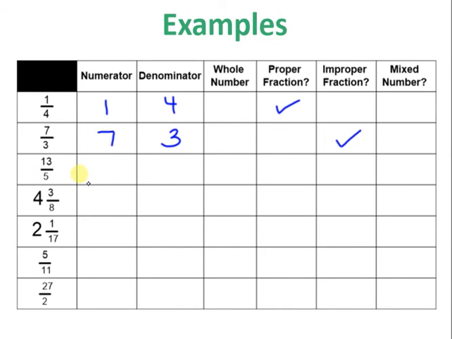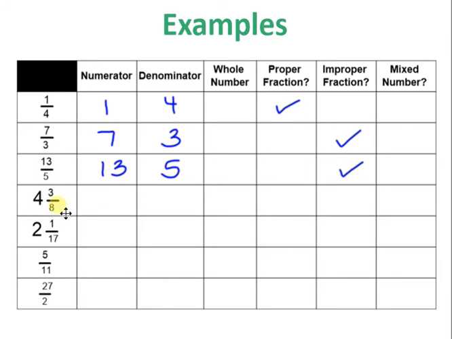Okay, I have 13 over 5. So 13 is my numerator, it's the top. 5 is the denominator, it's the bottom, and I don't have a whole number with it. And it is also an improper fraction because the numerator is bigger than the denominator.